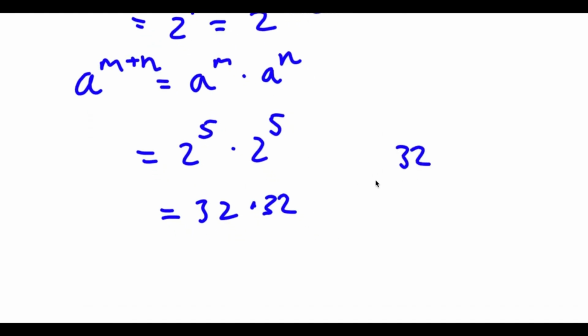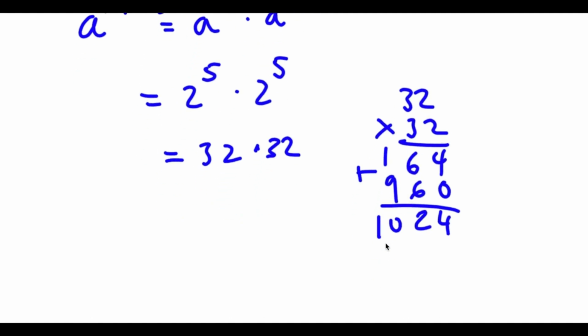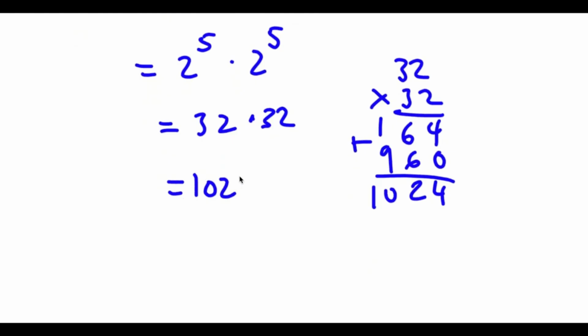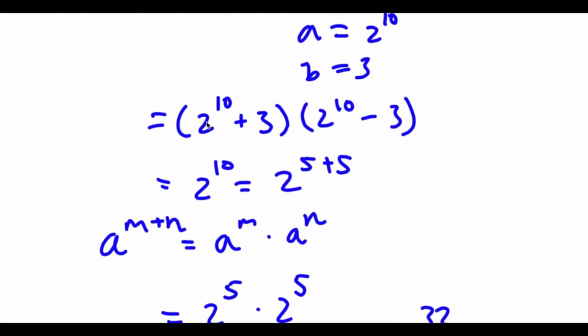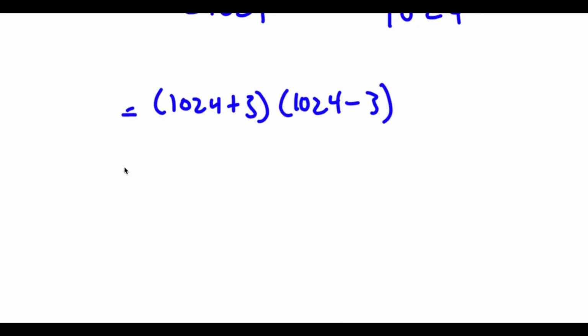And I can actually go do this right here. 32 times 32, 2 times 2 is 4, 2 times 3 is 6, 3 times 2 is 6, and 3 times 3 is 9. So I have 64 plus 960, 4 plus 0 is 4, 6 plus 6 is 12, so I'm going to carry the 1, and 9 plus 1 is 10. So I have 1,024. So now, because 2 to the power of 10 is 1,024, I have 1,024 plus 3 times 1,024 minus 3. 1,024 plus 3 is 1,027 times 1,024 minus 3 is 1,021.